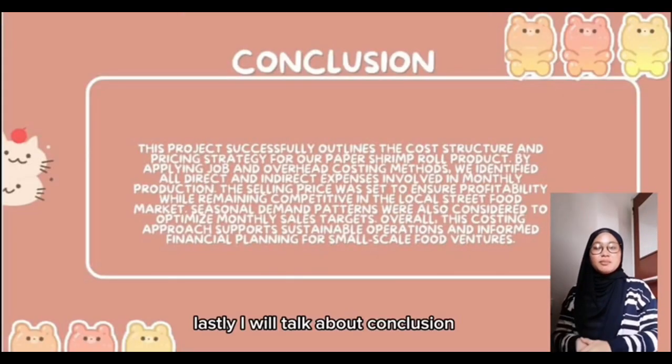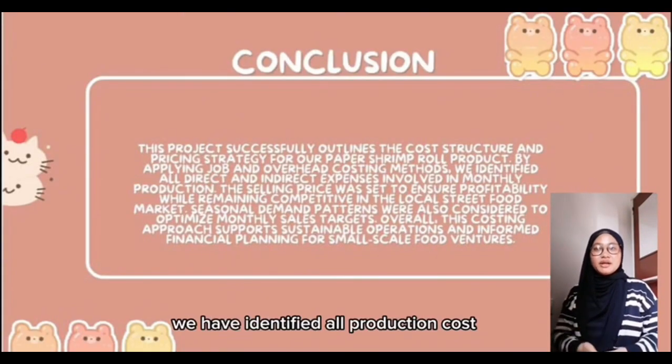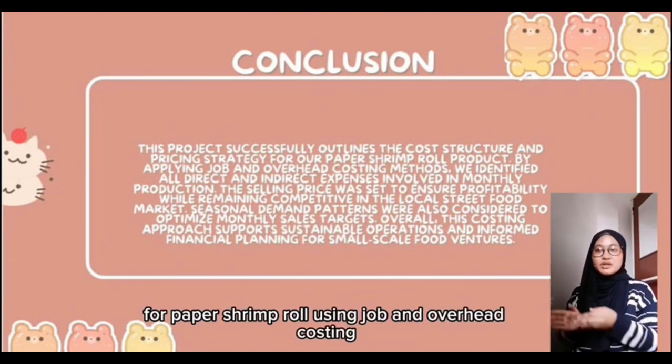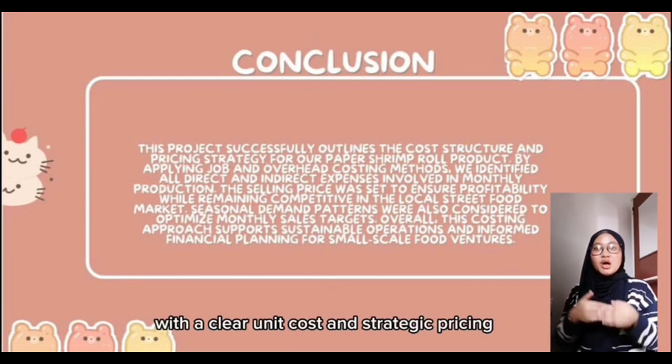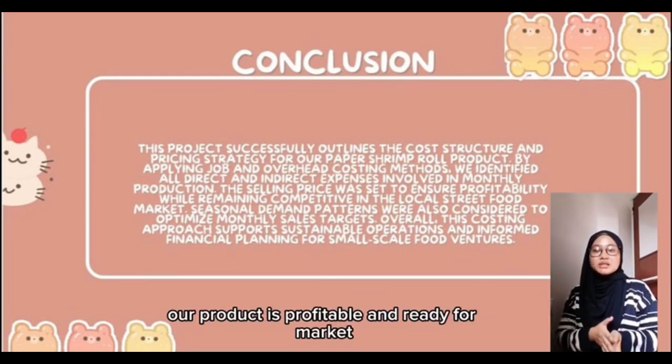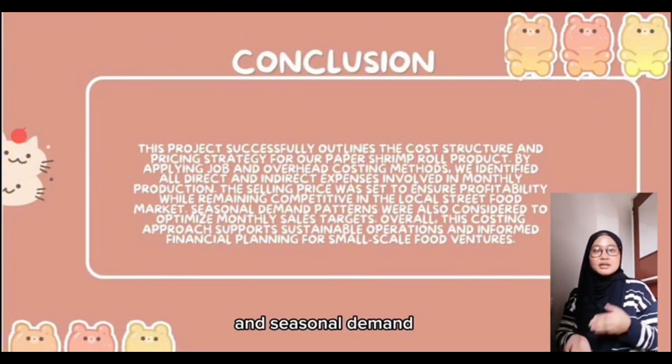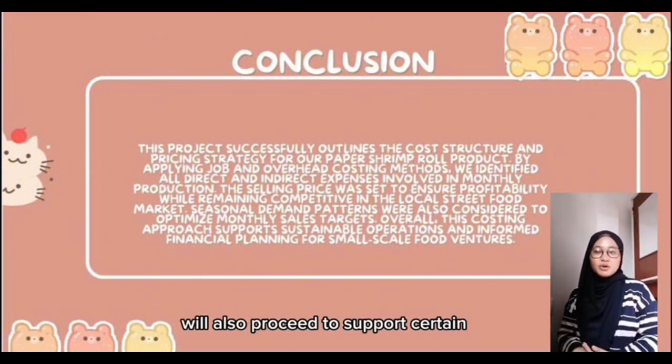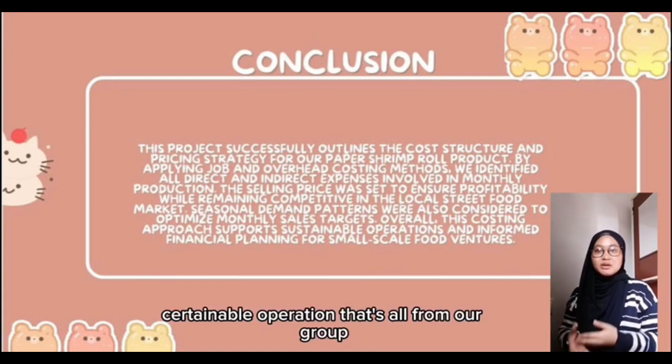Lastly, I will talk about conclusion. We have identified all production costs for paper shrimp roll using job and overhead costing. With a clear unit cost and strategic pricing, our product is profitable and ready for market. Monthly sales target and seasonal demand were also considered to support sustainable operation. That's all from our group.